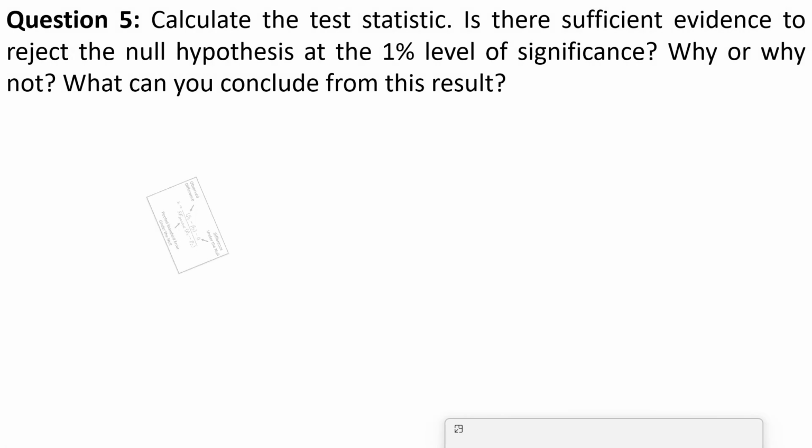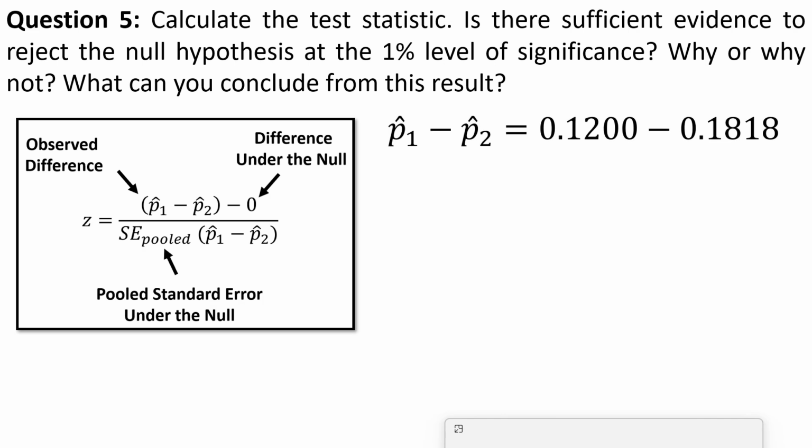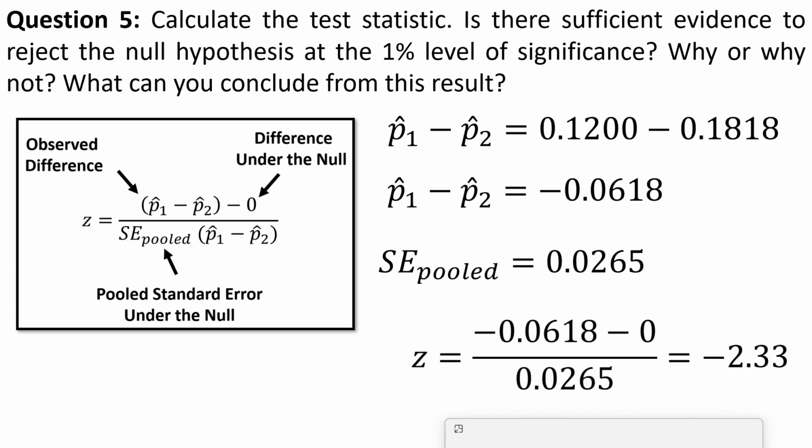So now we're ready to calculate the test statistic. That's pretty straightforward. We look at the observed difference in those proportions minus what we assume is the case under the null, which is 0, and we divide by our measure of uncertainty. So we need to calculate P1 hat minus P2 hat. We can do that directly from the proportions given in this scenario. It turns out the difference is minus 0.0618, and the pooled standard error is 0.0265, and so when we put those together, we get a test statistic of minus 2.33.